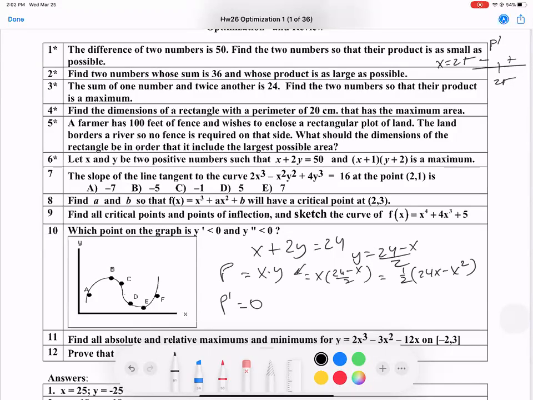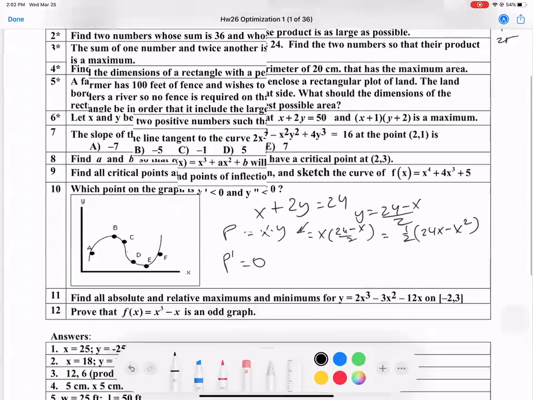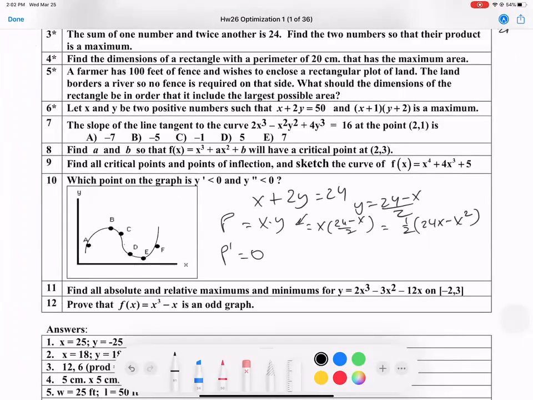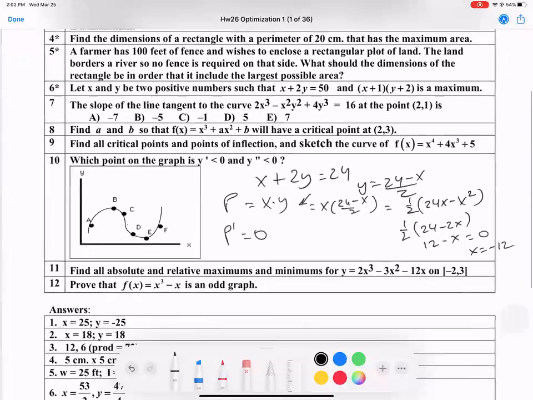Running out of time. Take the derivative of this. 1/2 is a constant. We're going to say it's 24 minus 2x. 1/2 of that is 12 minus x equals 0. x is equal to negative 12. Okay, positive 12, I'm sorry, positive 12. And then I'm going to check at 12: does it go from a positive to a negative?